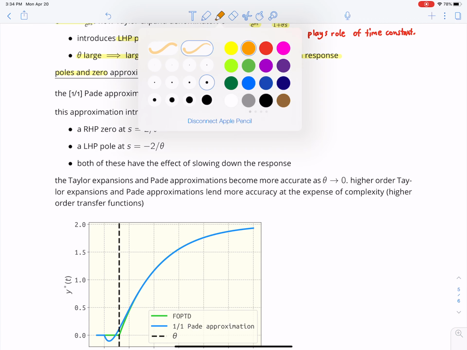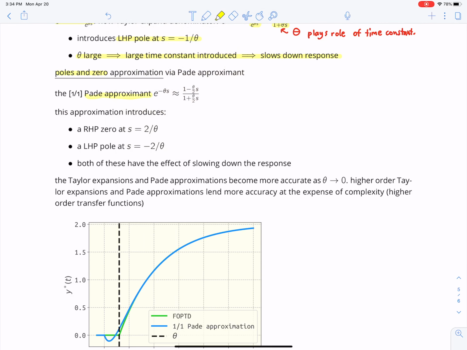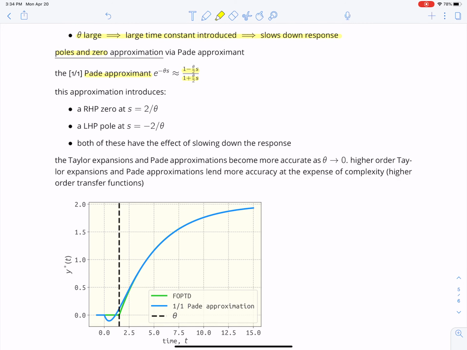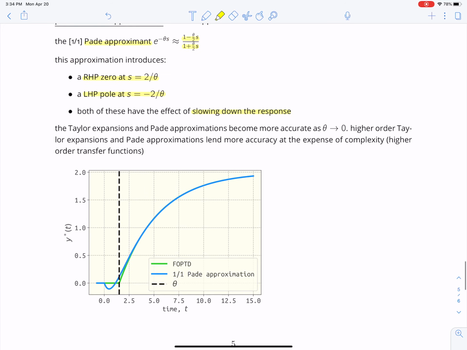So the other approximation you can make is called a Padé approximate. I encourage you to check these out. They're quite fun. And so this is the 1-1 Padé approximate of e to the minus theta s. And you can see on Wikipedia you get these by matching the function values and its derivative at an anchor point of 0 here. So you can derive this for fun at home. But what this does is it introduces a right half plane zero and a left half plane pole. Okay, so it introduces both of these, both of which have the effect of slowing down the response. So if you introduce a time delay and approximate it as a Padé approximate, the time delay will essentially slow down your response in this approximation.